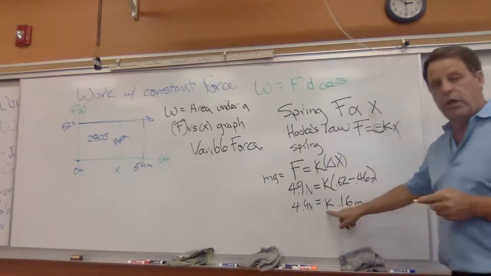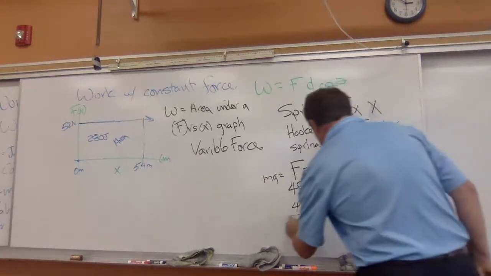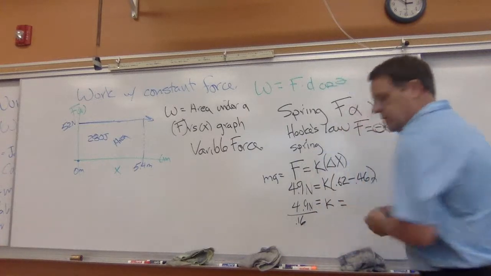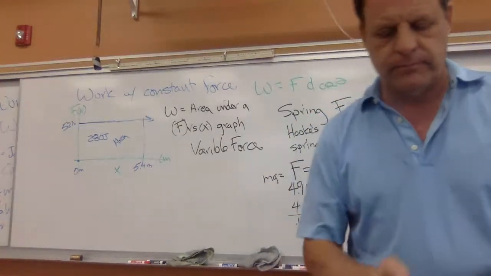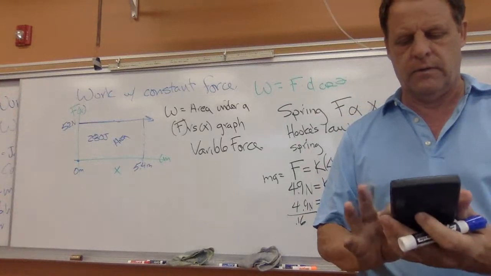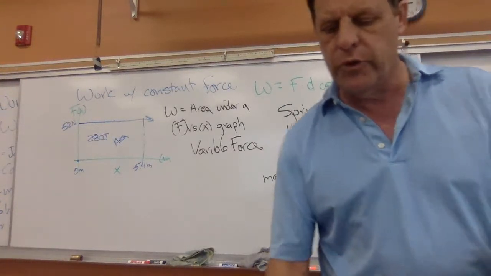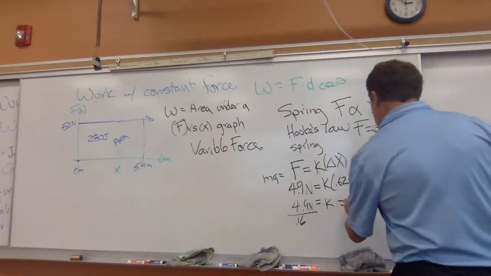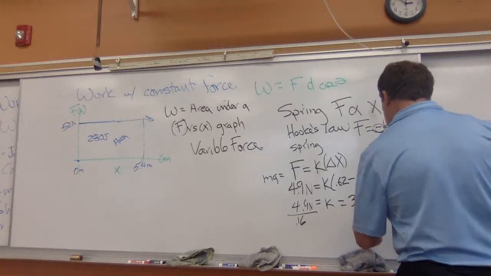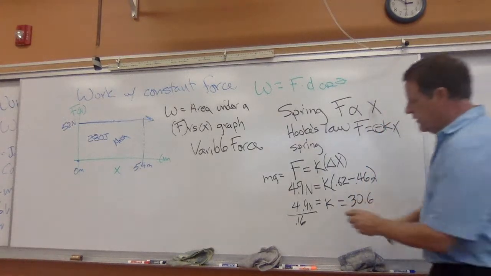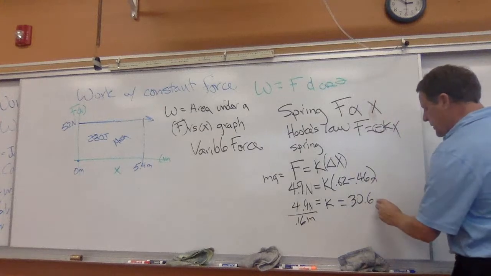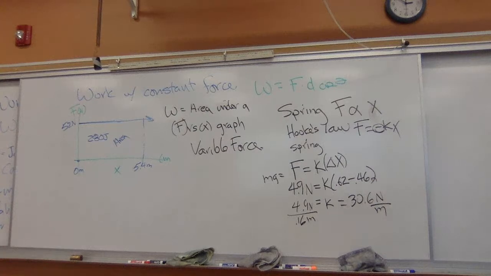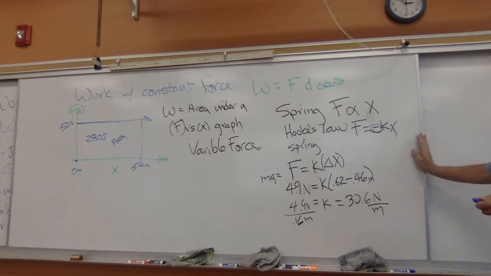This is meters. Now we want to know, what is the k? So we're going to divide both sides by 0.16, and our k is going to equal 30.6. Now, what are the units? That's going to be newtons per meter.